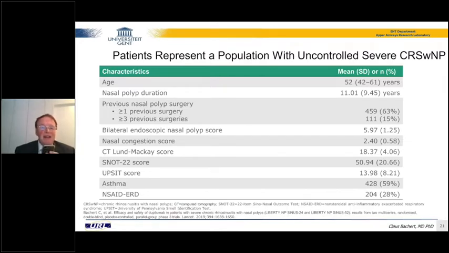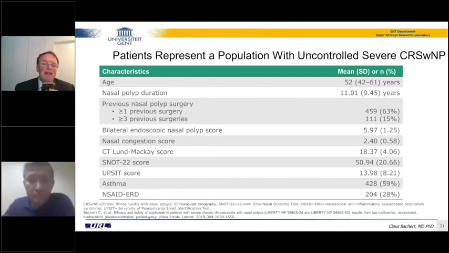They had oral or systemic corticosteroids before, and they still suffer from a loss of smell. 78% of these patients were anosmic. They have asthma comorbidity, and also in about a third of the patients, aspirin sensitivity. So from that aspect, they're clearly severe uncontrolled disease.